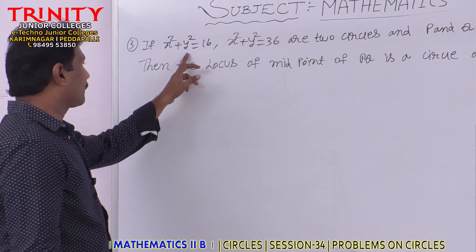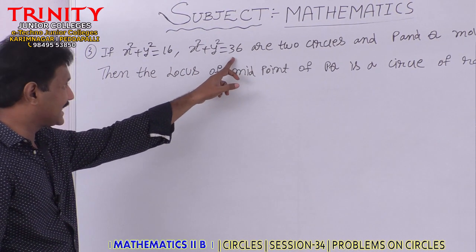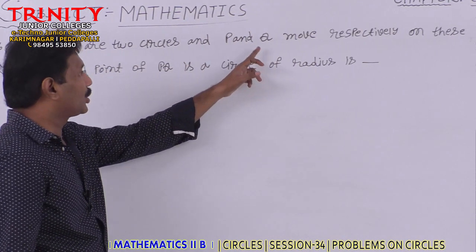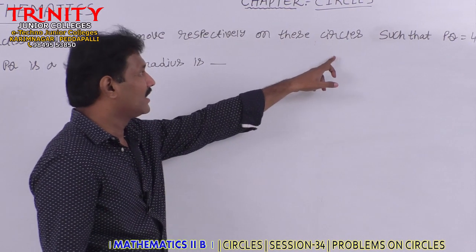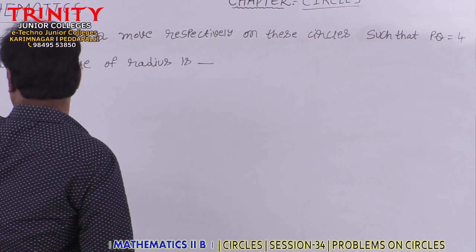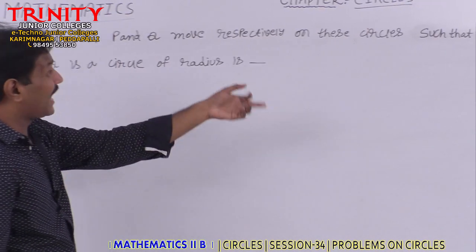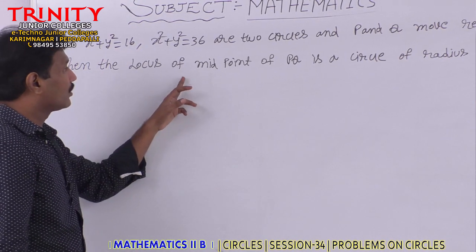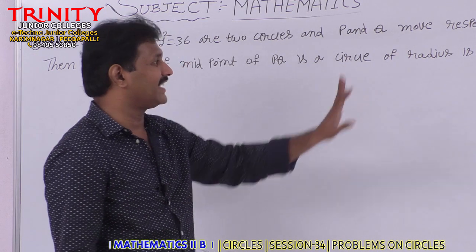If x² + y² = 16 and x² + y² = 36 are two circles, and P and Q move respectively on these circles, the point P moves on circle 1 and the point Q moves on circle 2, such that the length of PQ is 4. Then the locus of the midpoint of PQ is a circle of what radius?